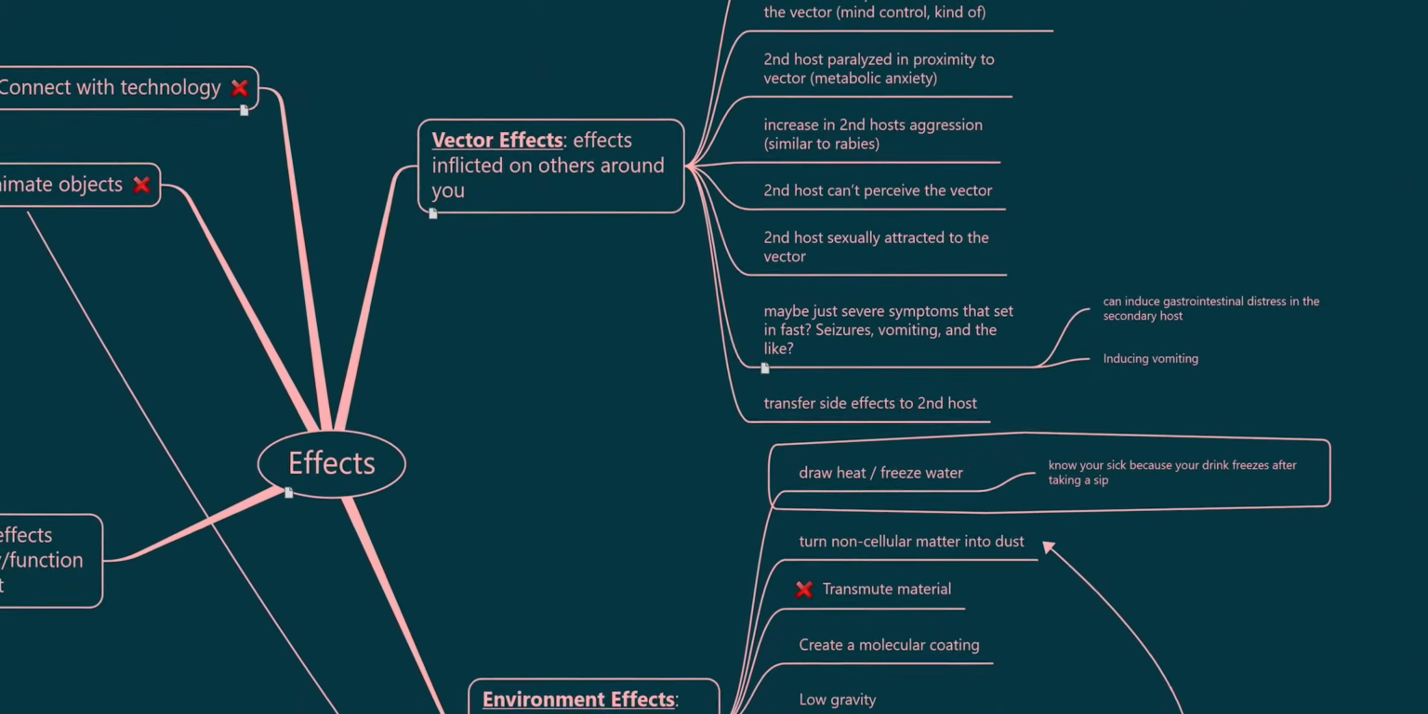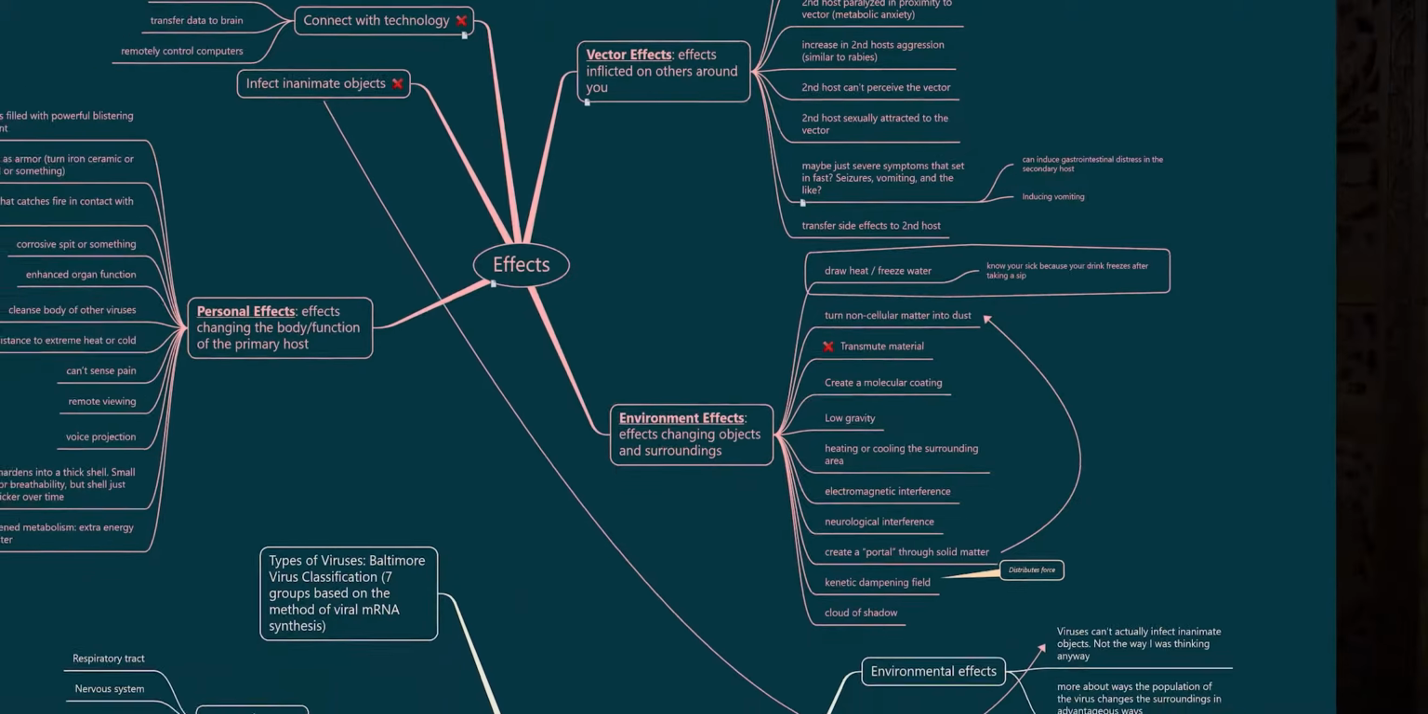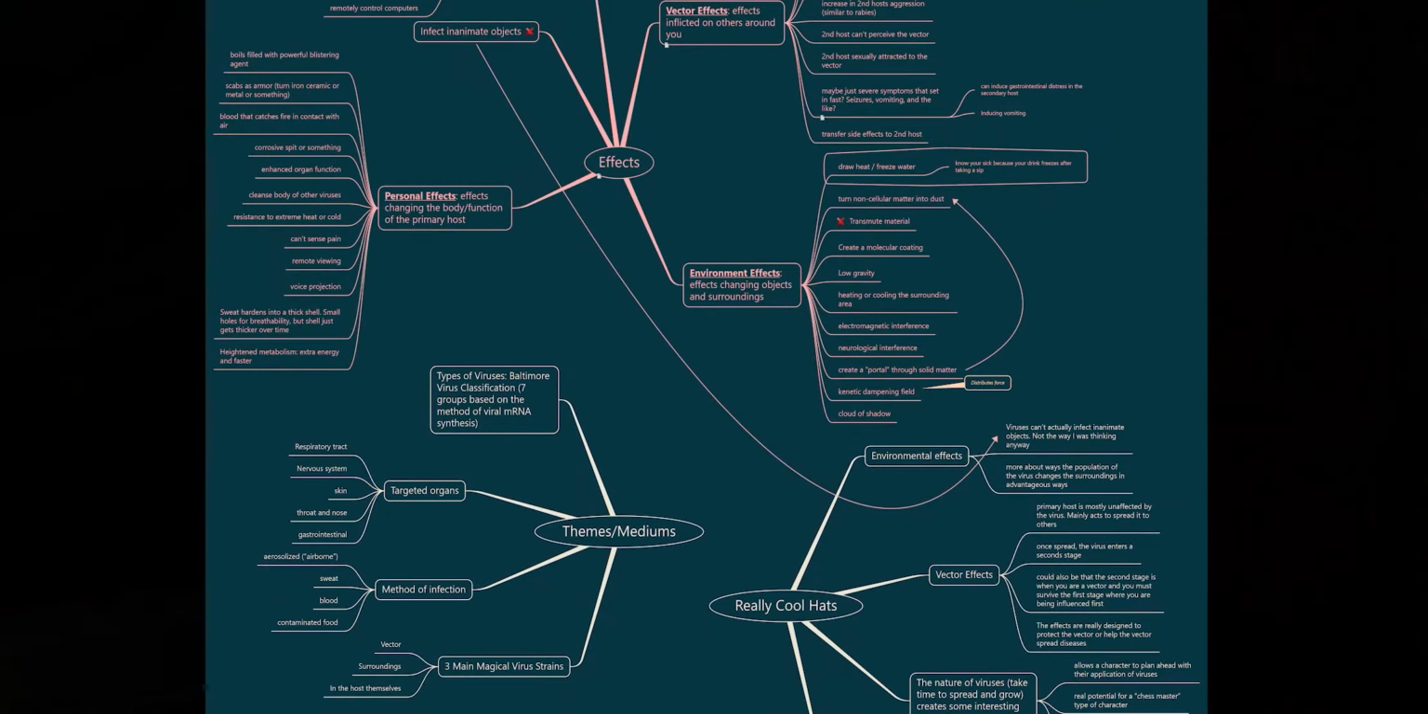Just look up ideas for brainstorming. My personal favorite is mind mapping. That's what I did for the viral magic system, and you can actually see how out of hand it got right here. This was a lot of time, and a lot of stuff went in here that I didn't use, but that's okay, because that's the point.